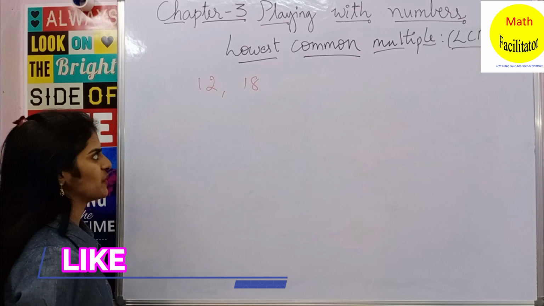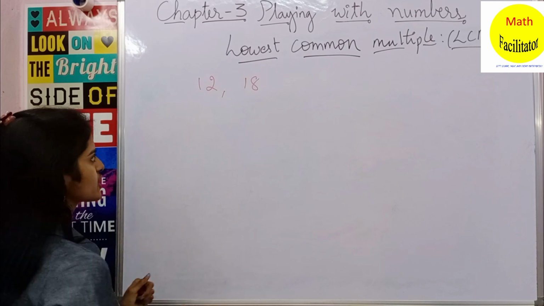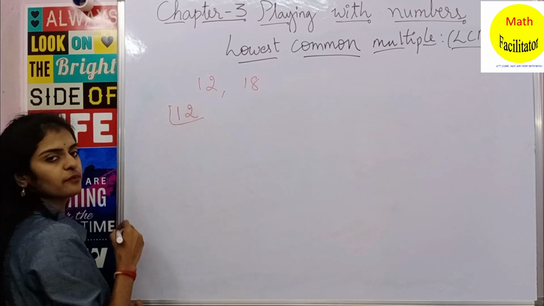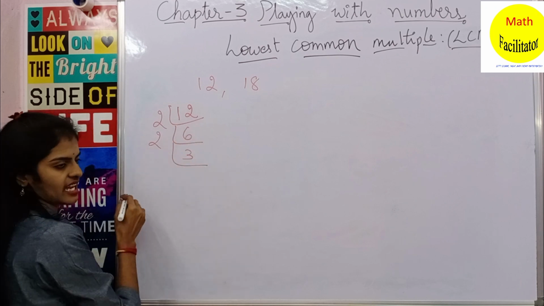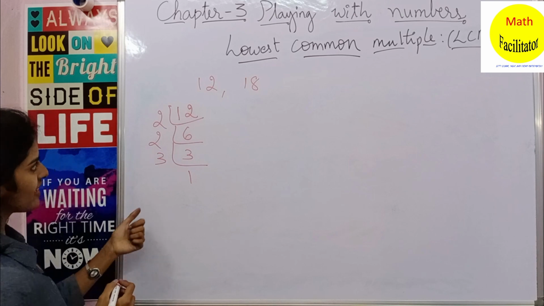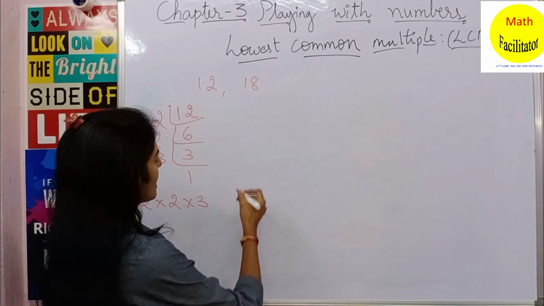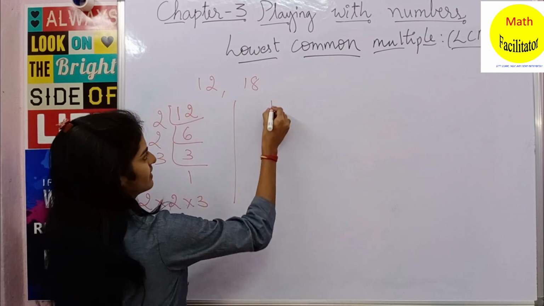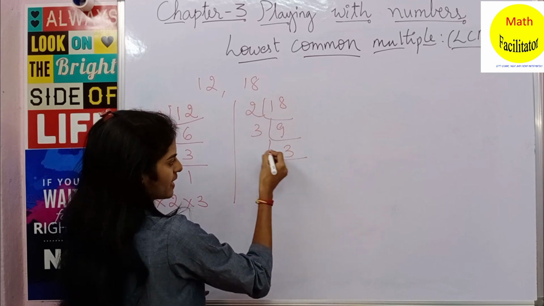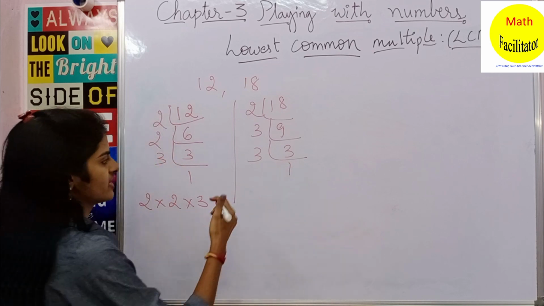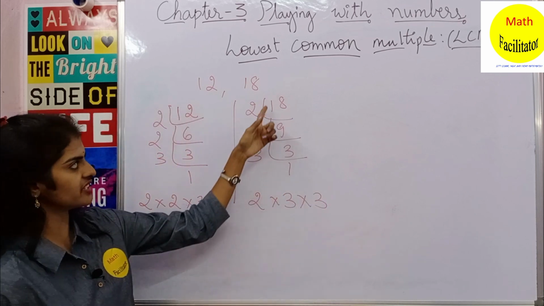Now let us see the other way. We find the prime factors. We prime factorize these two numbers. 12 prime factorizing: 2 divides 12 6 times, 2 divides 6 3 times and 3 ones are 3. So the prime factorization of 12 is nothing but 2 into 2 into 3. Now let us see the prime factorization for 18. 2 divides 18 9 times, 3 divides 9 3 times and 3 divides 3 1 time. So 2 into 3 into 3 is the prime factorization for 18.